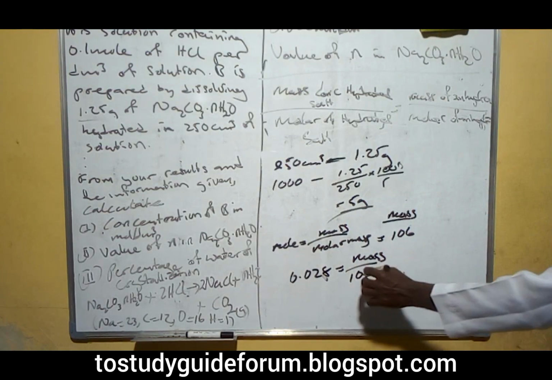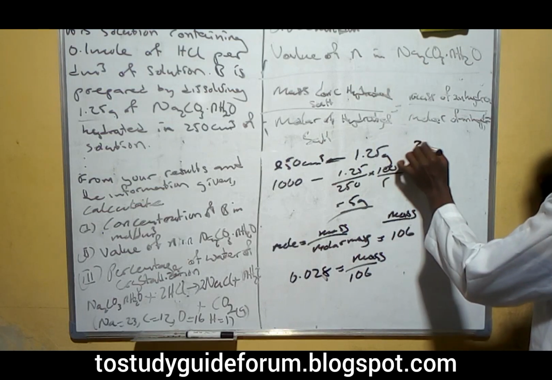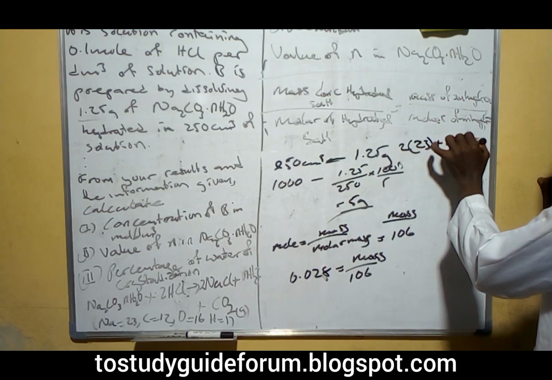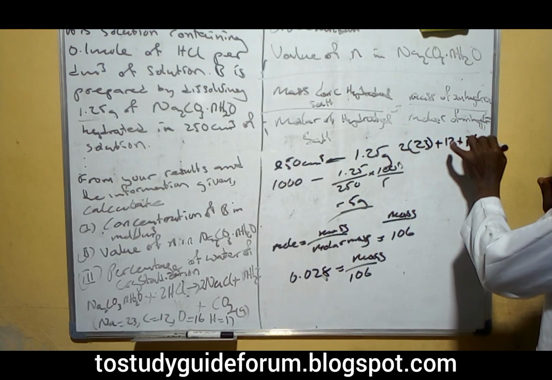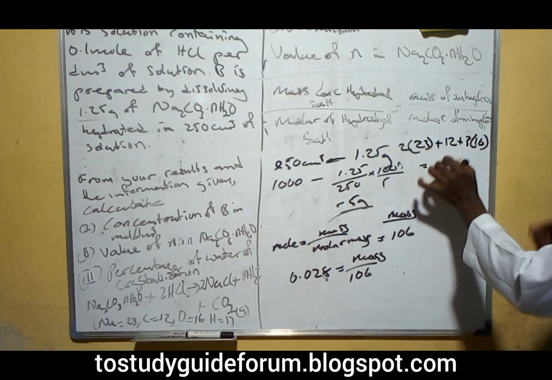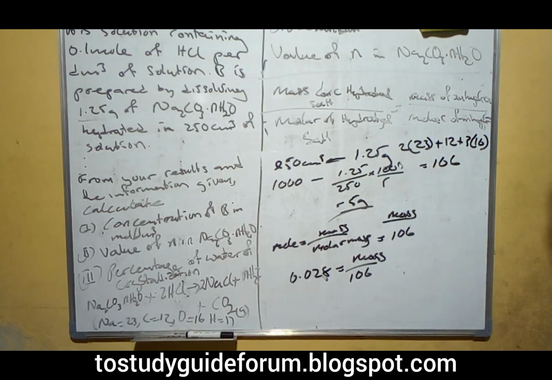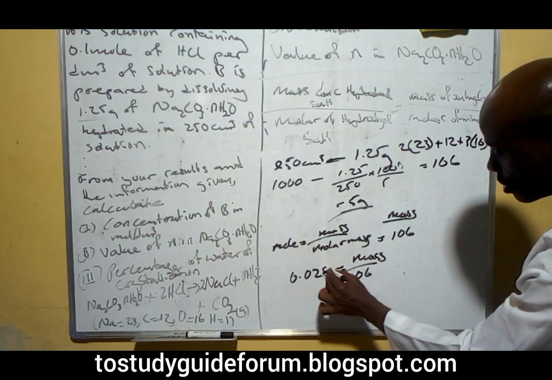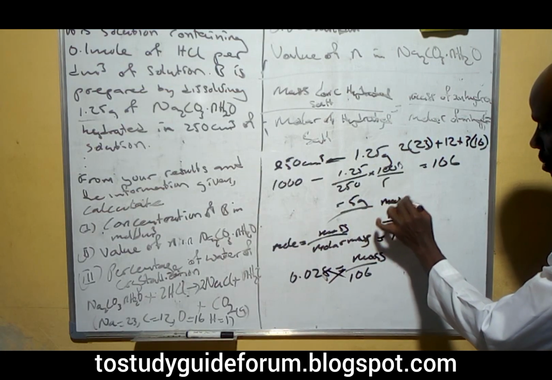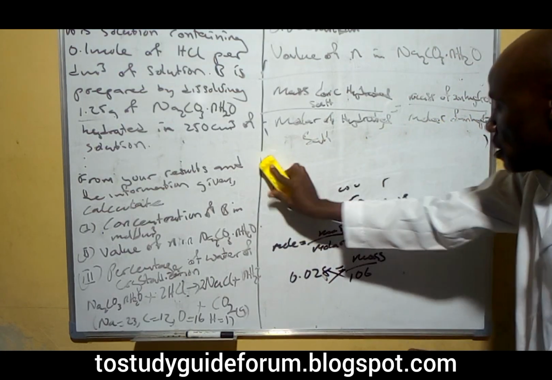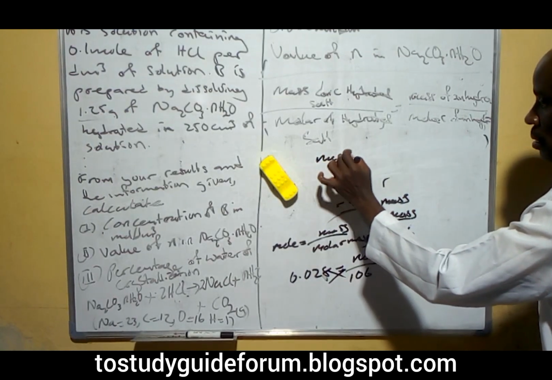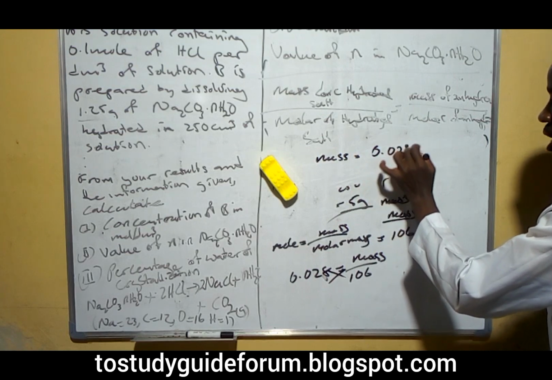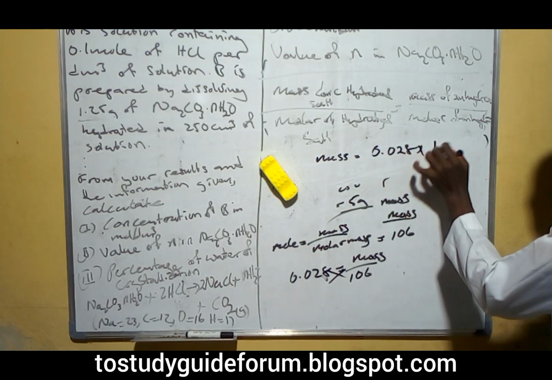So to get this molar mass, since sodium is 22 times 2, plus carbon, which is 12, and then plus 3 bracket 16, when we multiply and add up those things, you have 106. So let's go ahead. Mass of this: if you cross multiply, you find out that the mass will be equal to 0.028 times the molar mass, which is this.